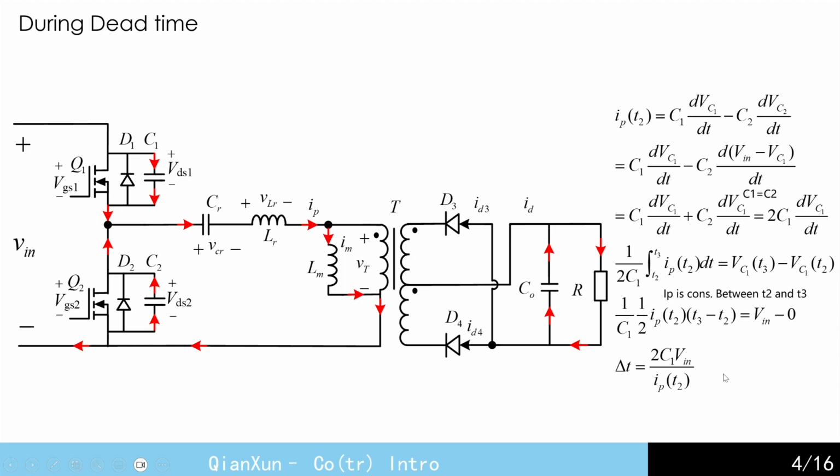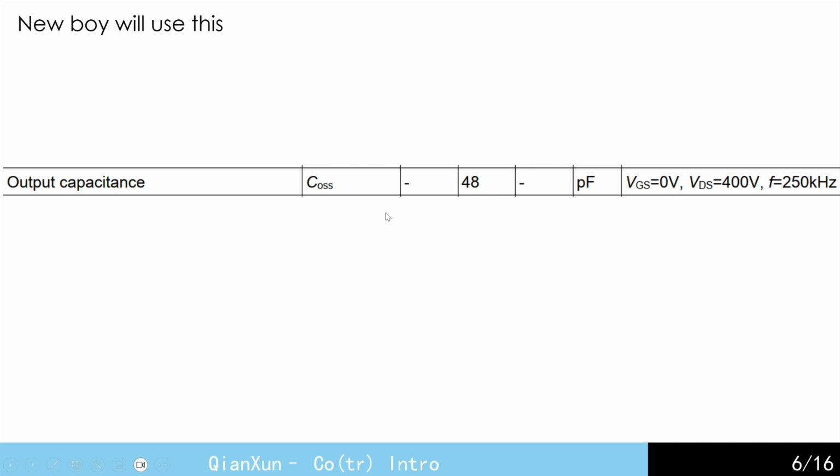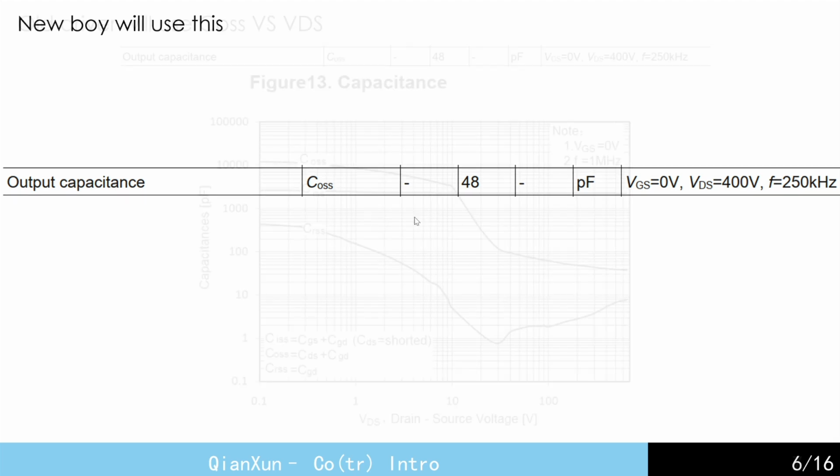For this equivalent capacitance C1 in the formula, most beginners will directly copy a static COSS from the datasheet table. For example, the 48 picofarads corresponding to 400 volts. Experienced engineers know this is not accurate, so they go and look at the COSS versus VDS curve.